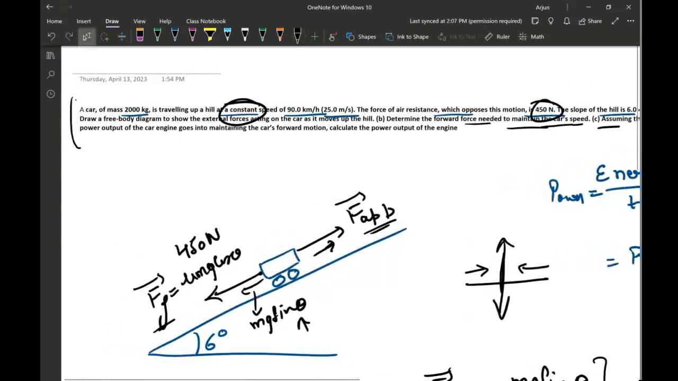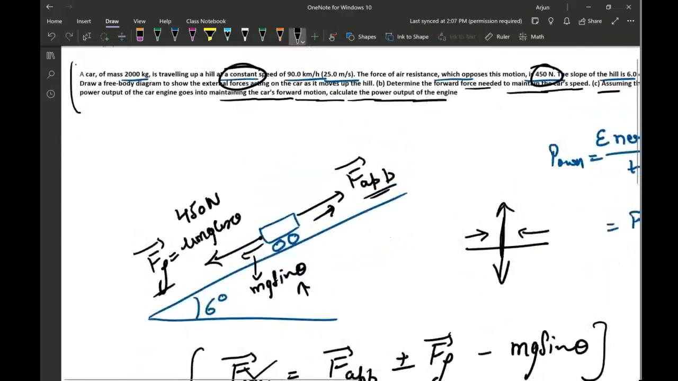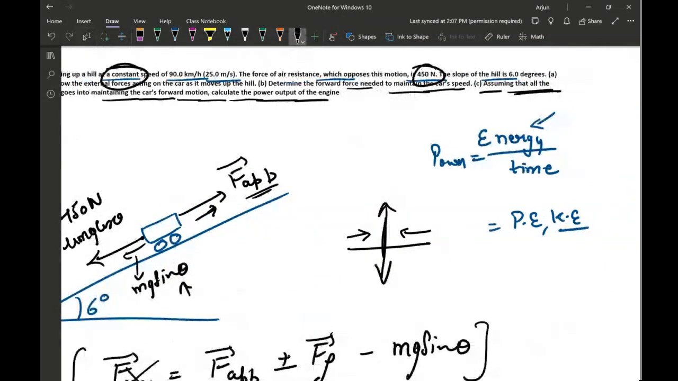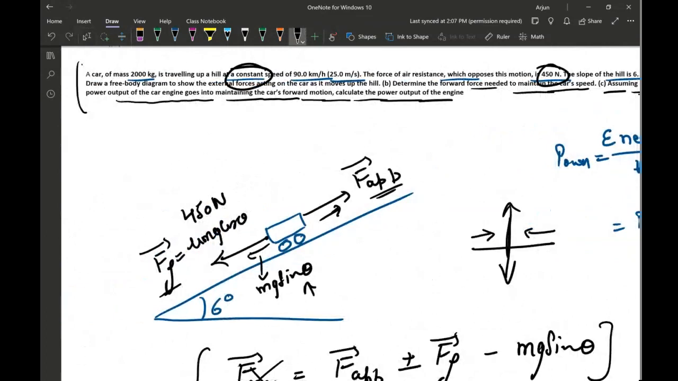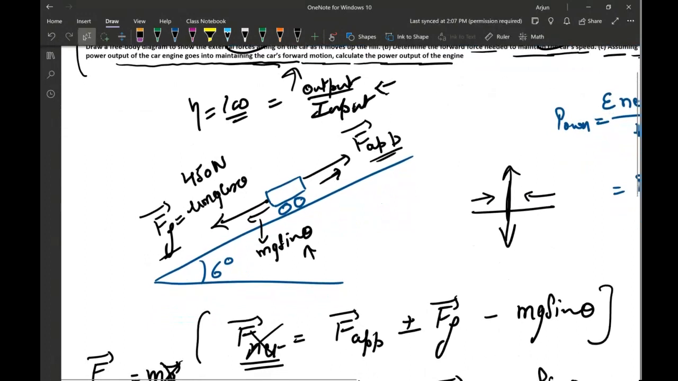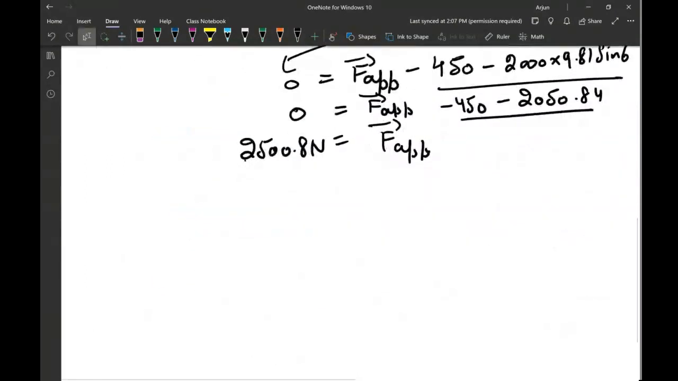Assuming all the power output of the car engine goes to maintain the car's forward direction, calculate the power output of the engine. Okay, it says that there is no loss, that all the power output of the car engine goes into maintaining the car's forward speed. That means efficiency is 100%. Efficiency is equal to output upon input. I'll talk about it some other time, but I just wanted to give you a gist of what this line means: the whole of the energy being produced by the engine is being utilized, no losses.